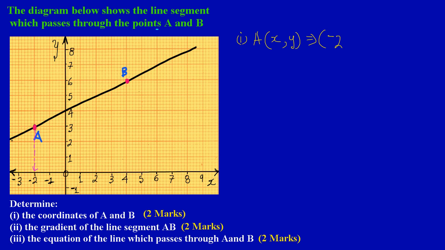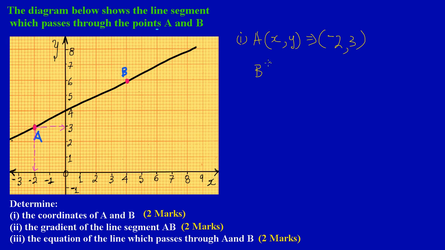Then I'm going to do the same thing. I'm going to go on my y-axis from the point A, straight across on my y-axis, and that point there would be my y value, and that would be +3. So there we have our coordinate, both values x and y, for A. Now let's look for the coordinate for B.